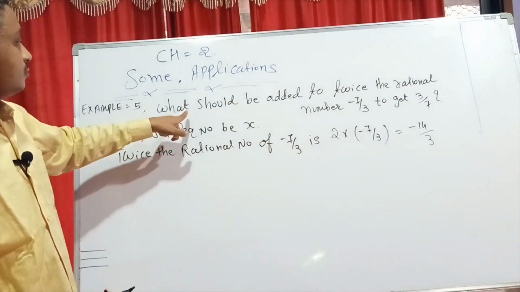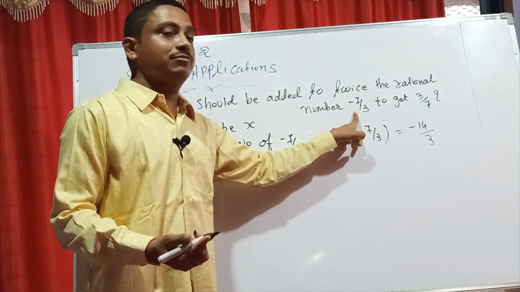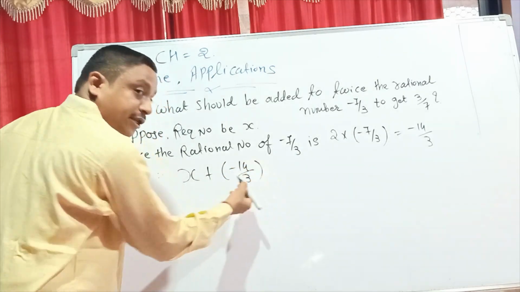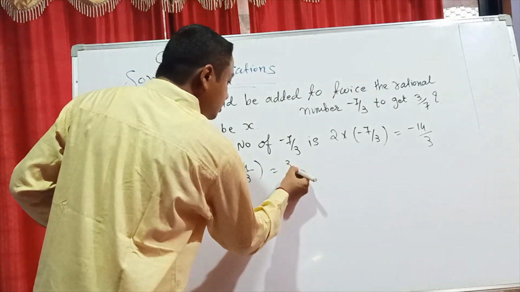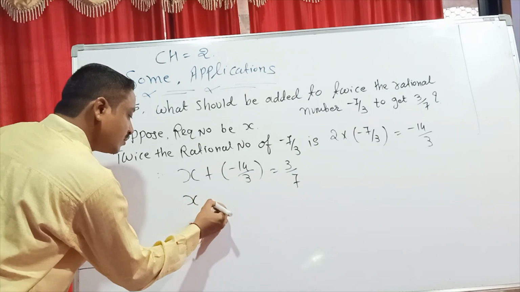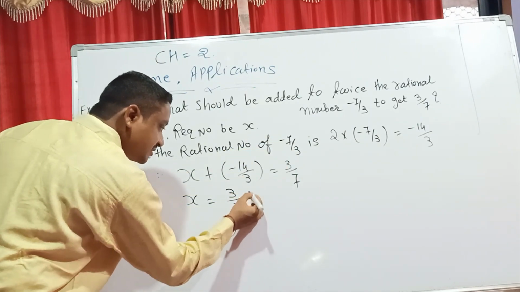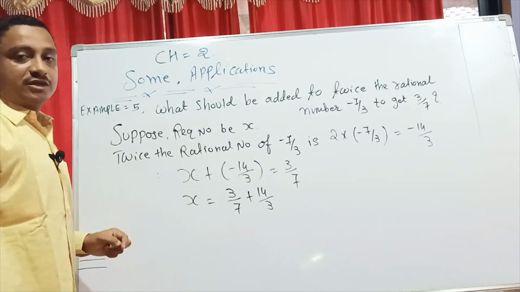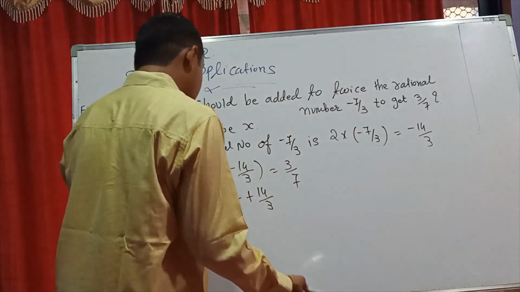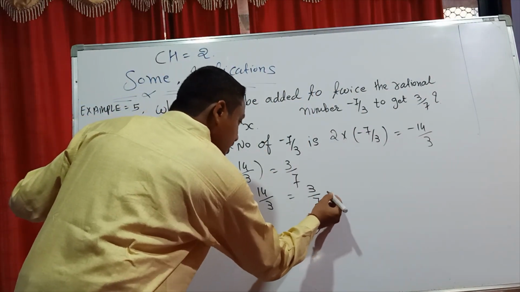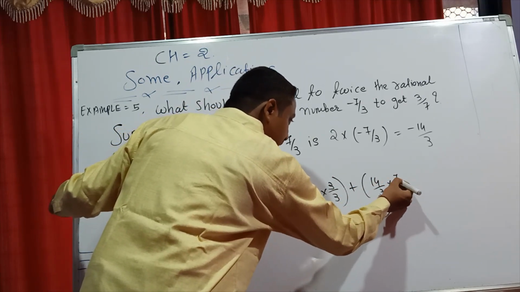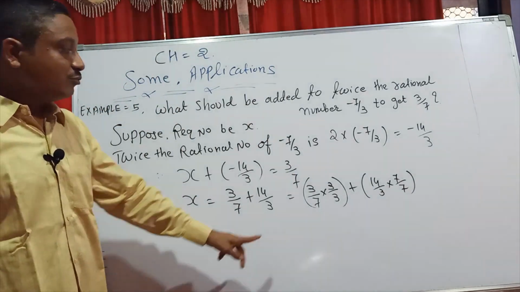Now read the question: what should be added to twice the rational number? It means for the required x, x plus minus 14 by 3 is equal to 3 by 7. Now it's very easy. I take minus 14 by 3 to the right side, so 3 by 7 plus 14 by 3. What is the LCM of 7 and 3? Yes, it is 21. So 3 multiplies and 7 multiplies, because my LCM is 21.